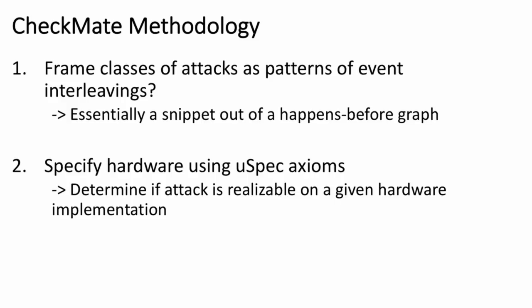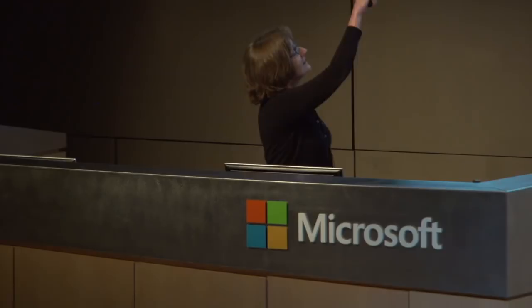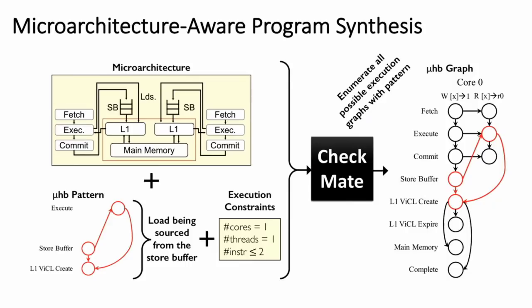So we need a way of specifying hardware, and we do that with the uspec axioms, the same as before. So as before, we have the ability to take a microarchitecture and turn it into axioms, and we have this ability, unlike before, to give it a pattern. So instead of saying, take the axioms and tell me if you find a cycle, it's take the axioms and tell me if you find this pattern in an acyclic execution. So it's actually a lot beyond where we were before, because it's a cycle check with pattern finding in action as well.